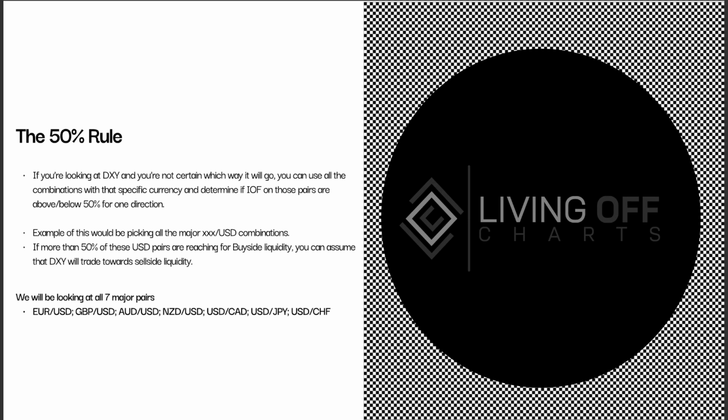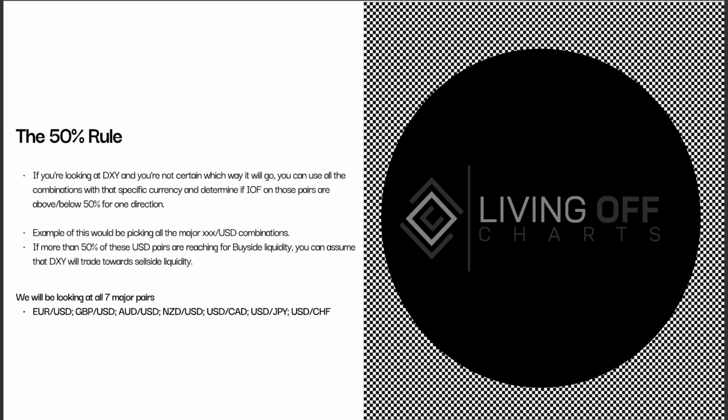So if you're looking at the 50% rule, we're looking at DXY and we're not sure where it will go. Now we can use all the combinations with that specific currency, and then we determine if the institutional order flow on those pairs are above or below 50% for one direction. An example of this would be picking all the majors like XXX USD, right? So it could be Euro USD, GBP USD. And if more than 50% of these USD pairs are reaching for buy side liquidity, you can assume that DXY will trade towards sell side liquidity.